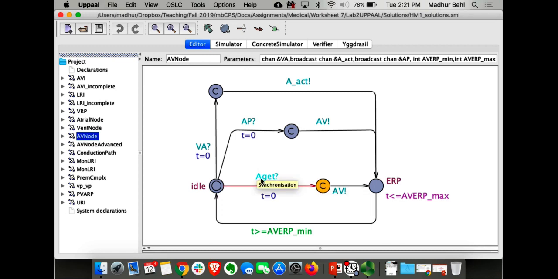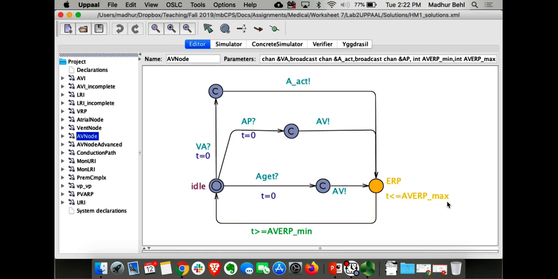So you listen to the signal from the atria, and then what should you do if you are the AV node? You should propagate that signal forward. Right? So you listen to the signal A get, you issue your own signal called atrioventricular depolarization or AV, and then you enter your ERP state or location. In ERP, we use the same trick. So we will keep using this trick forever, that you can remain in ERP for this range between AV ERP min and AV ERP max.